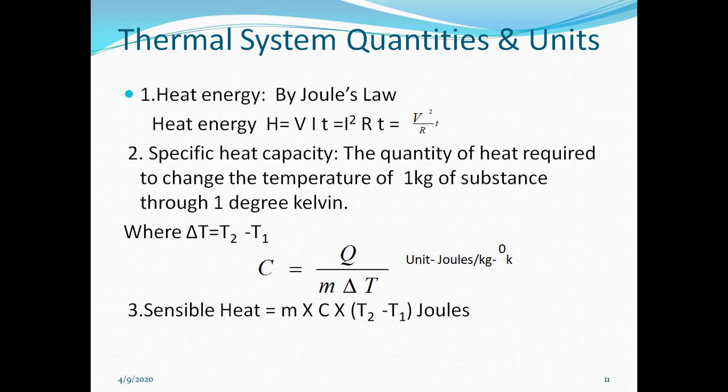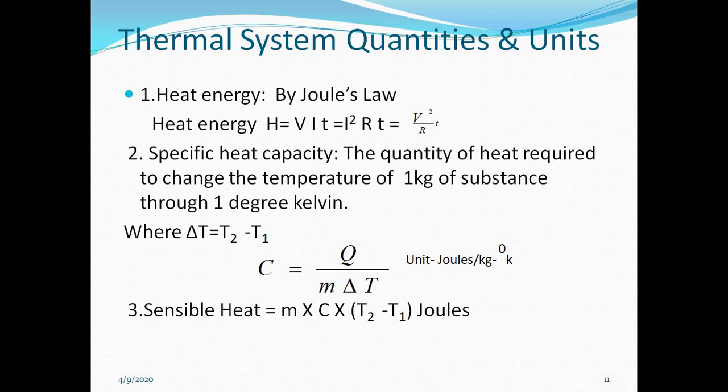Then specific heat capacity: the quantity of heat required to change the temperature of 1 kg of a substance through 1 degree Kelvin. So specific heat capacity can be denoted by C. C is equal to Q upon M into delta T. Now Q is the heat produced, M is the mass, and delta T is T2 minus T1. So the unit is joules per kg K.